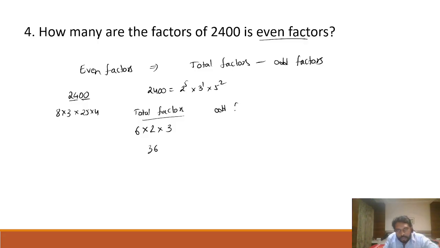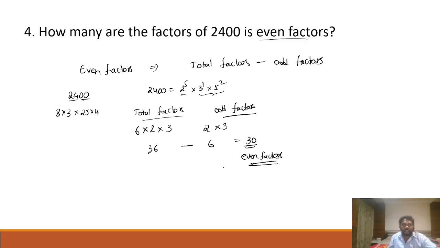Now for odd factors, what I suggest you do is simply ignore the 2 power and apply the same thing for the remaining. So 3 power is 1, so 1 plus 1 is 2, into 5 power is 2, 2 plus 1 is 3. 2 times 3 is 6. So 36 minus 6 is 30 factors. So these are the even factors. Okay, I hope you understood this. Fine guys, let's move on to the next.